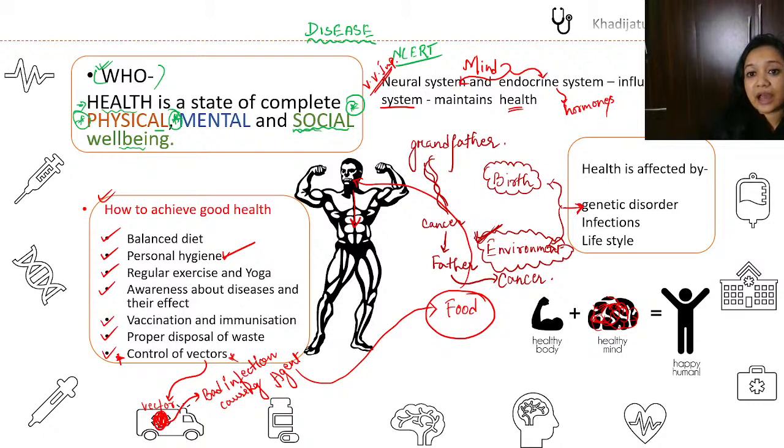So even if you have a bad gene in your pedigree tree, it is very much possible to control it if it is not exposed by birth, by maintaining a balanced diet, personal hygiene, regular exercise and yoga, vaccination, immunization, and all this different stuff. And after genetic disorder, we can also be diseased by infection. We discussed how a vector can give you an infection, right?